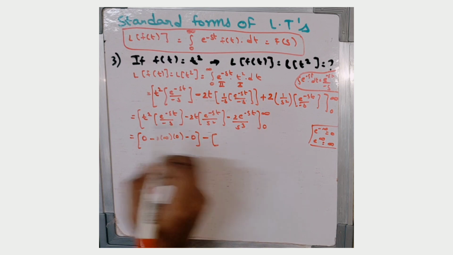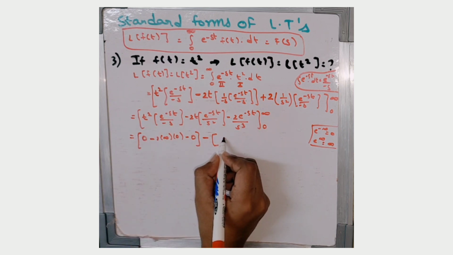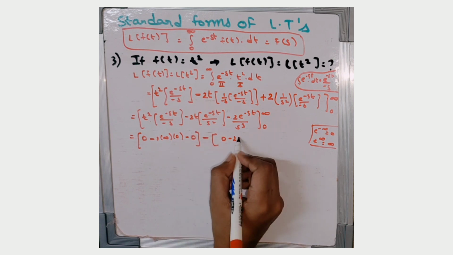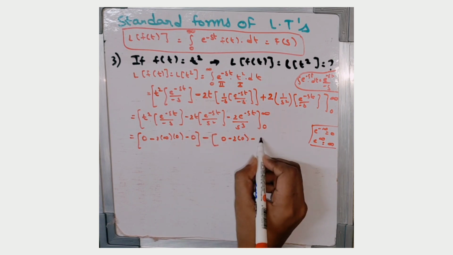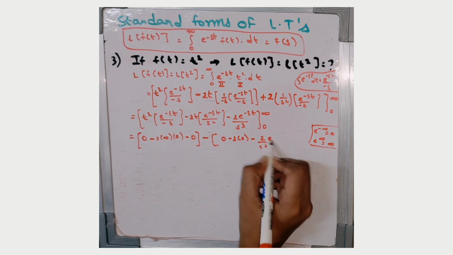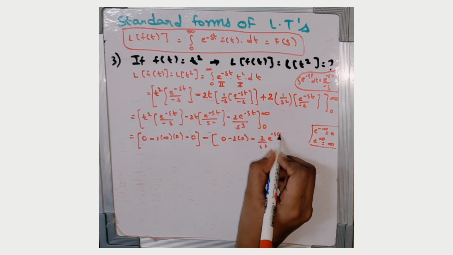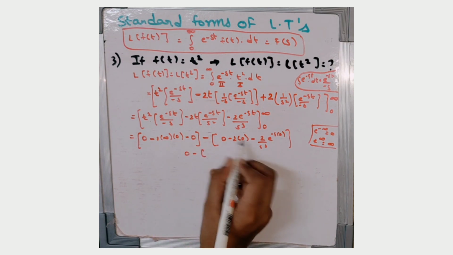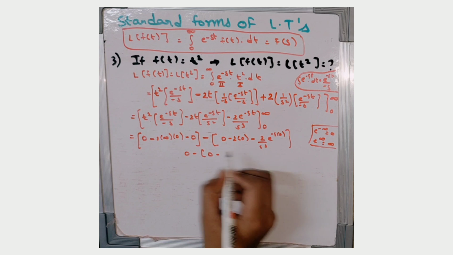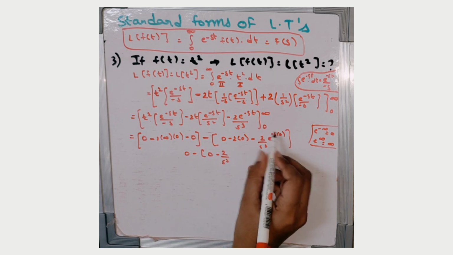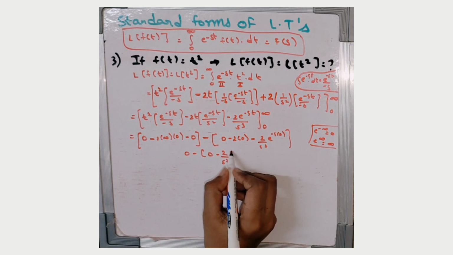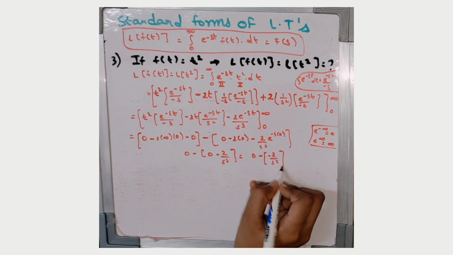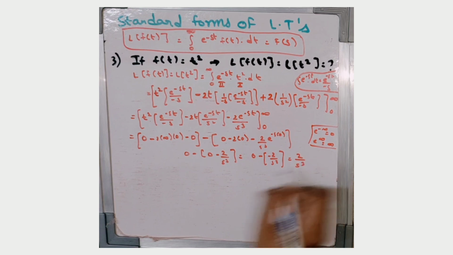Coming to the lower limit, upper limit minus lower limit. So lower limit is 0, substitute here in place of t 0, this whole term becomes 0, minus 2 into t, again it becomes 0, minus 2 by s cube into e power minus s into 0. So this term is 0, right? 0 minus 2 by s cube into e power minus 0 is 1. So 0 minus of minus 2 by s cube, which is 2 by s cube.